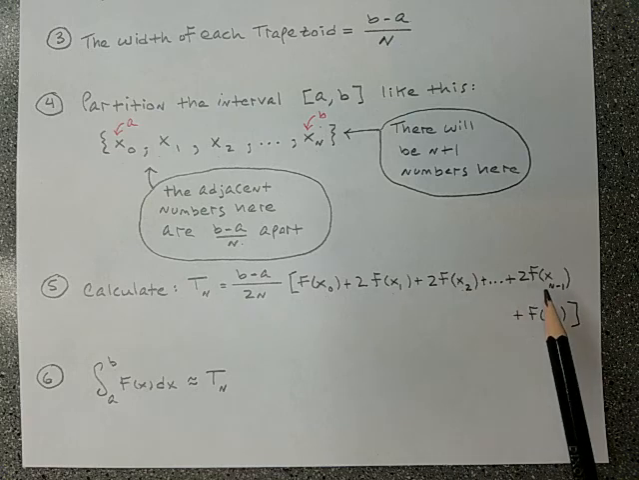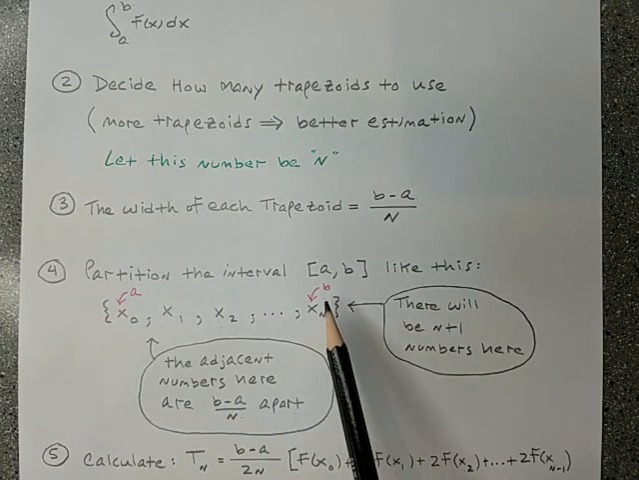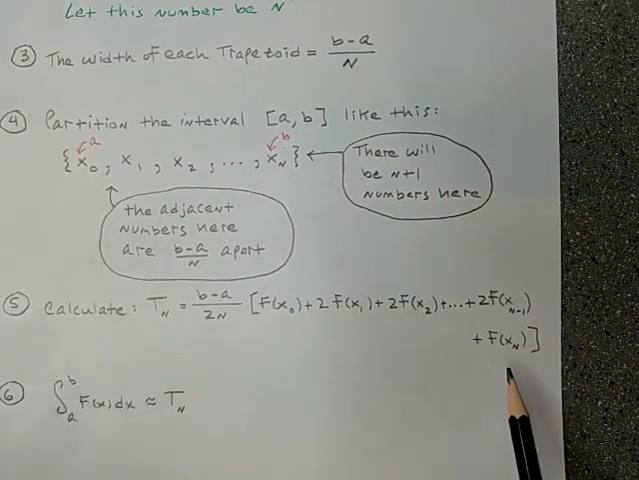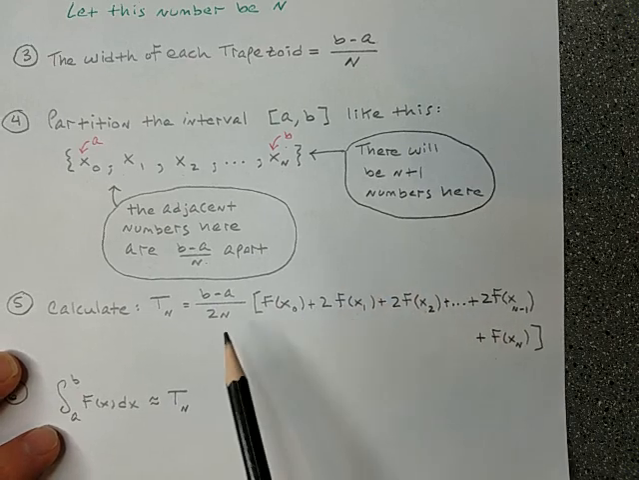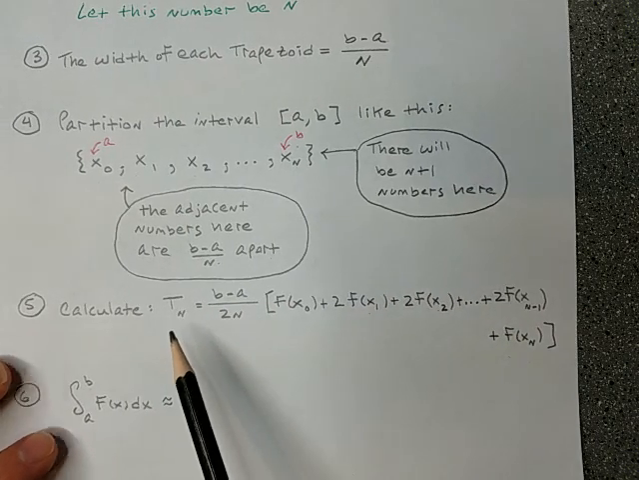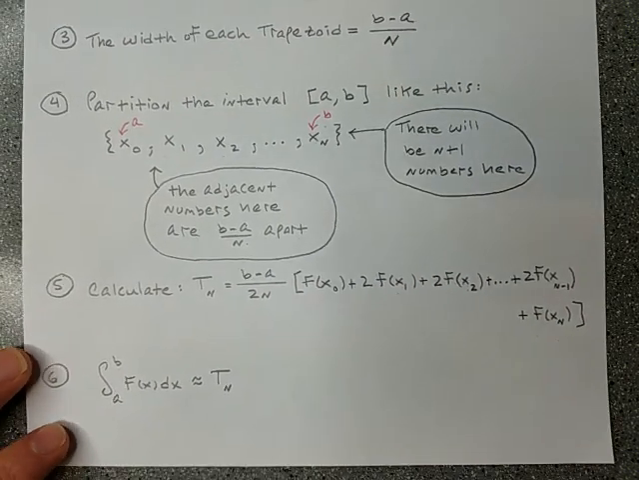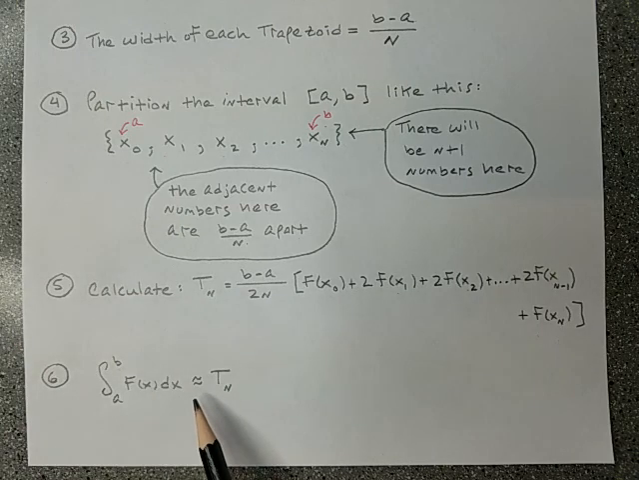and we double all of them. And then when we get to the very last number there, xn, we put that in. We don't double that one. We add them all together, multiplied by b minus a over 2n. That's the trapezoidal estimate, all right? And yes, the definite integral is roughly equal to the trapezoidal estimate.